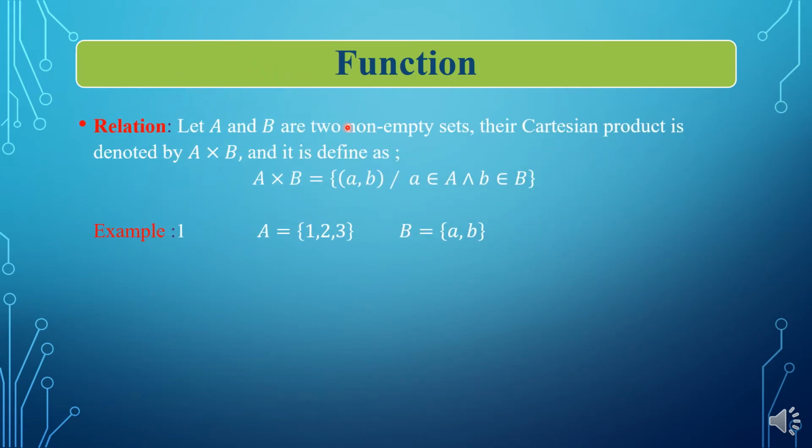So dear students, in these slides we will learn the definition of relation. Let A and B be two non-empty sets. A and B must have some elements. Then their Cartesian product, denoted by A cross B, is always defined in this form: A cross B is equal to, start with the curly brackets, and then the small brackets, (a, b), such that.